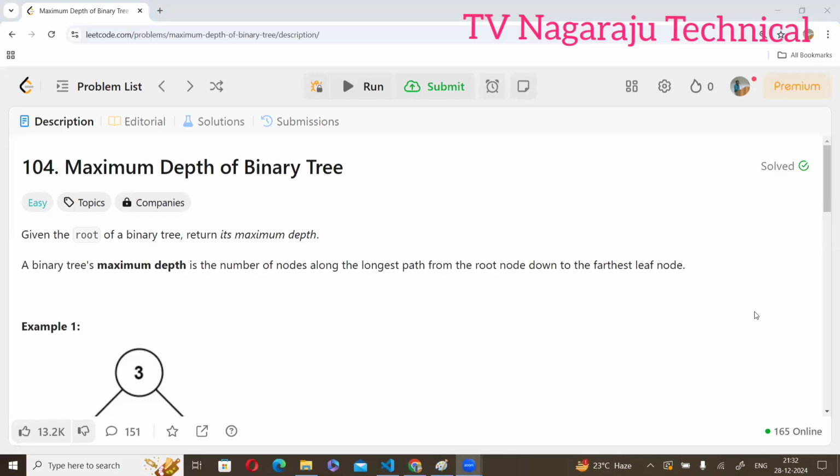Welcome to our channel. In this session, we are moving to the program maximum depth of a binary tree. Coming to the question, given the root of a binary tree, you need to return its maximum depth.